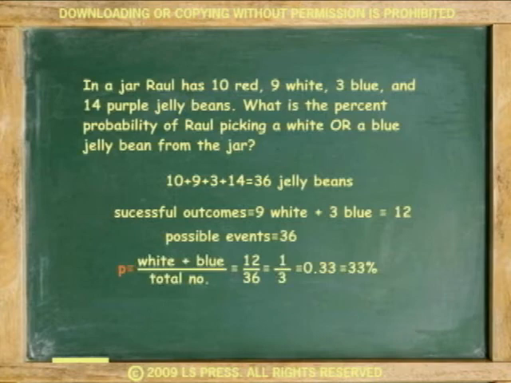Probability is equal to white plus blue over total number. 9 plus 3 over 36. 12 over 36 equals 1/3. Decimal probability equals 1/3 or 0.33. Percent probability equals 0.33 times 100 or 33% probability.